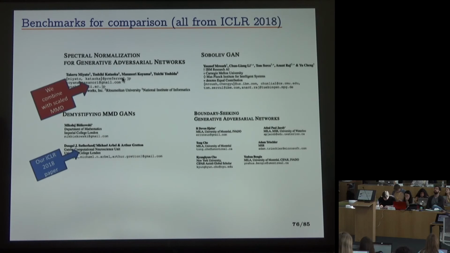Okay? And we are comparing our method, using both this trick and the problem-specific gradient regularizer, with this earlier paper. We also compare with our own earlier paper, which is basically a variant of the Wasserstein GAN. And then we compare also with the boundary-seeking GAN from Yoshua Bengio's group.